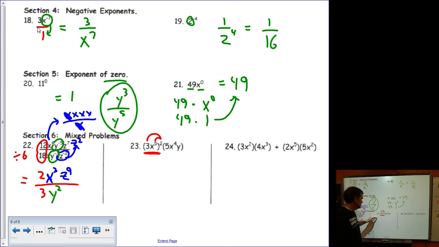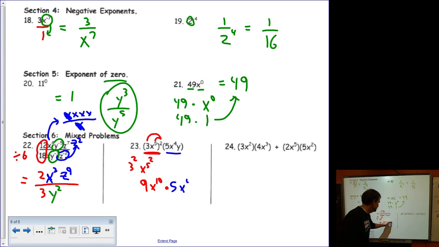I would apply the 2 to the 3, and I would apply it to the x to the 5th. When I simplify those, 3 to the second power is 9, and x to the 5th to the second is x to the 10th. I have now simplified the first term, and I am ready to multiply it by the second term, 5x to the 4th y.